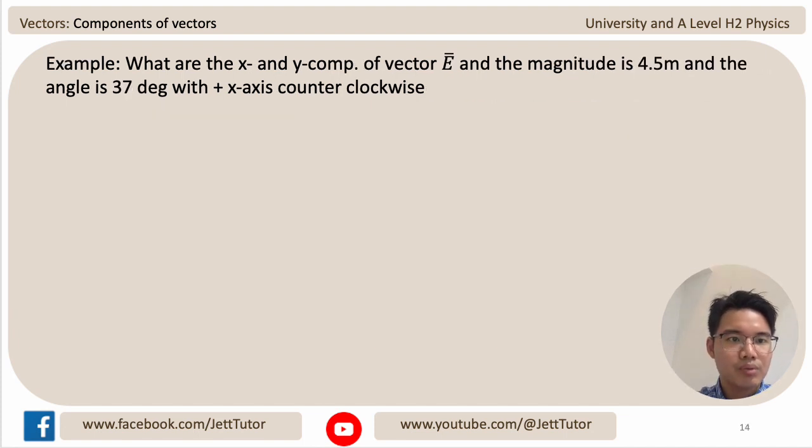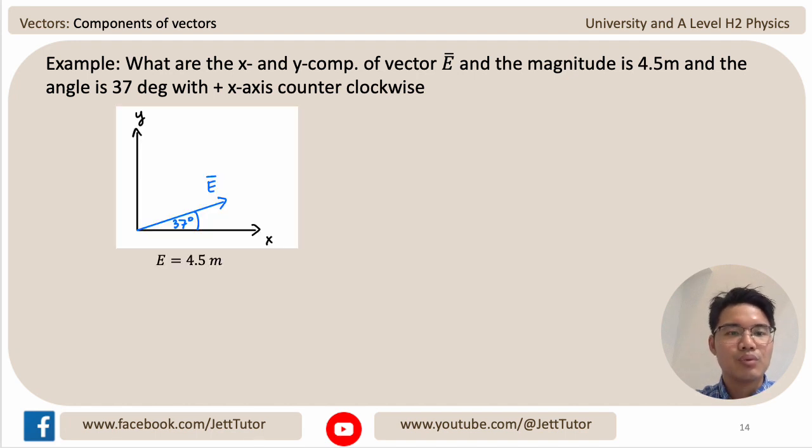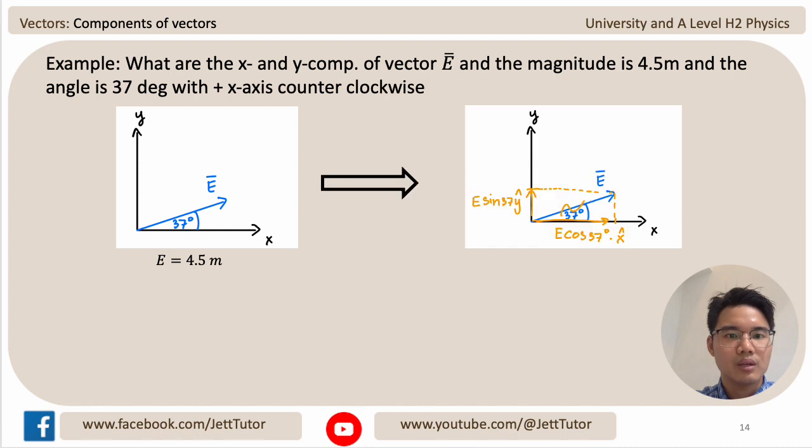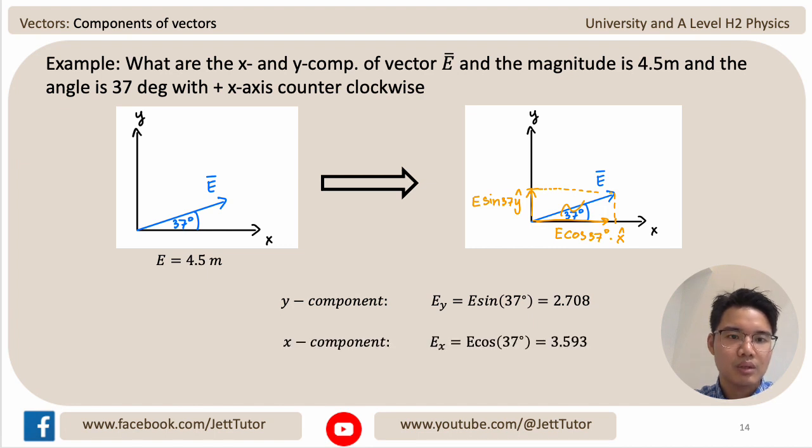And another example: what are the x and y components of vector E, whose magnitude is 4.5 meters and whose angle is 37 degrees with the plus x axis, counterclockwise? So first we draw a picture. Then what are the x and y components of E? The y component Ey equals E sine 37 degrees, 2.7, and the x component Ex equals E cosine 37 degrees, 3.5.